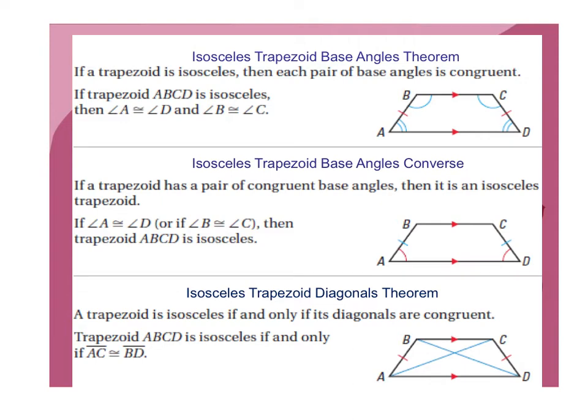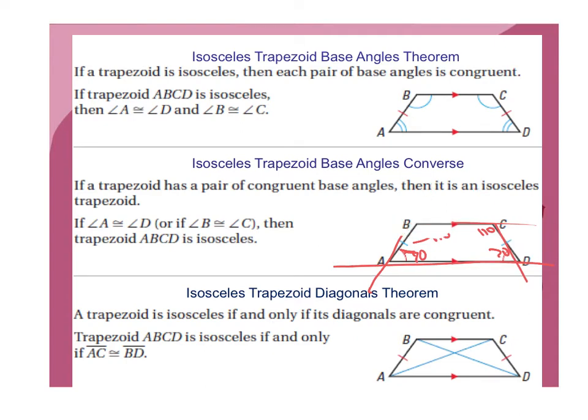Because if you recall, if we had parallel lines here, this could be a transversal, and then these angles here would be same side interior. So if this one, let's say, is 70, then we know that this one's going to be 110, and the same thing here. So it's automatically going to make the other ones congruent.